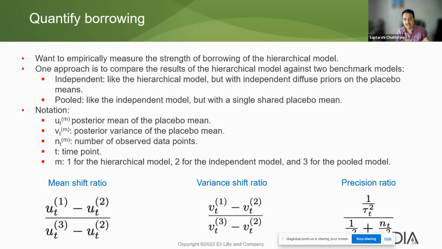Whereas the variance shift ratio is a similar idea, but instead of the mean estimate, we are looking at the scale or the variance. And the precision ratio is quantifying the contribution of the variances of the grand mean to the contribution of the posterior variances after doing the hierarchical borrowing. So those are the 3 metrics that we used to quantify how much borrowing is actually happening after implementing these models for a single data set.